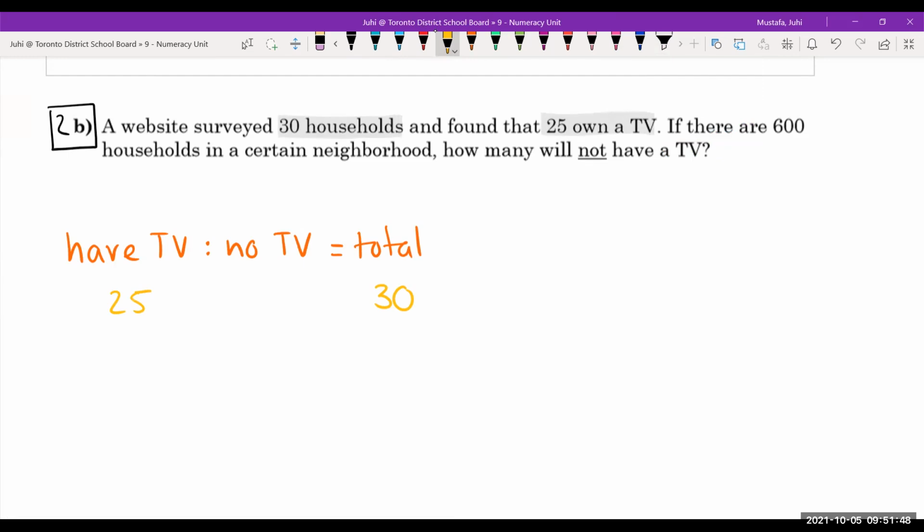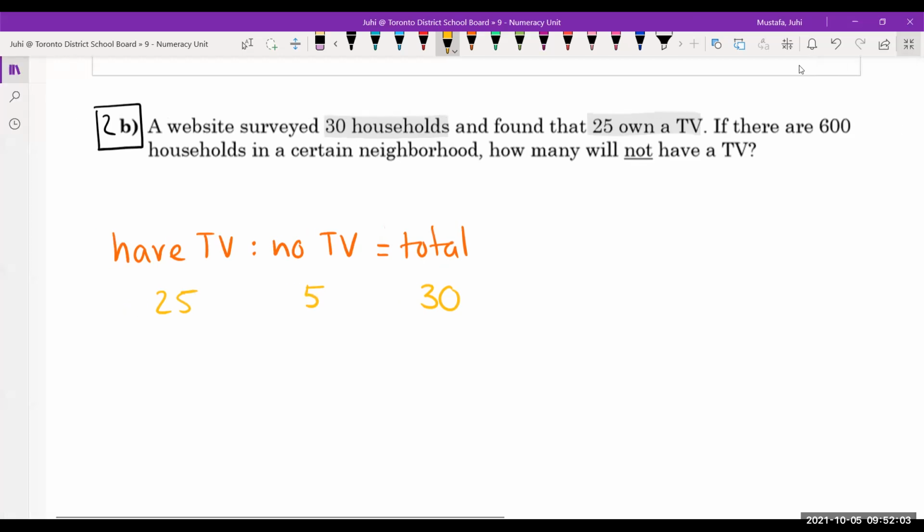So they have only given us those two pieces of information. They've said 25 houses have a TV from 30 that they surveyed. What's the hidden number here? 5 do not own a TV. How did we figure that out, Ari? How did we figure that out?